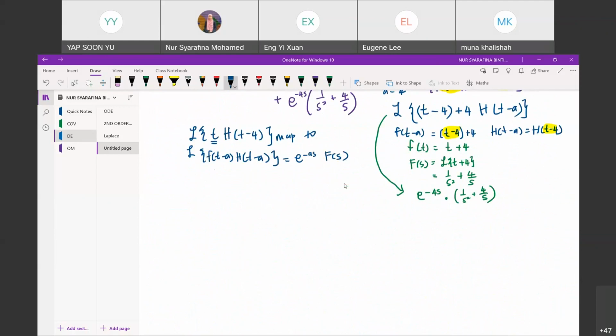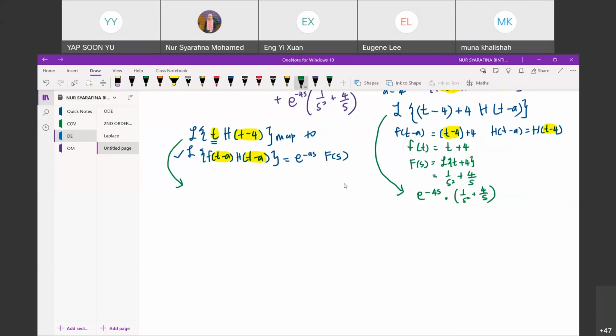Where by second shifting property, f(t minus a) h(t minus a), the transformation becomes exponent negative as F(s). But before you can use this, you have to make sure both functions f and h must have equal term of t minus a. But in the function here, we have t minus 4 and only t. For f(t minus a) and h(t minus a) here doesn't match. So what you need to do, you need to create another value so that it can be matched to t minus a and t minus a.